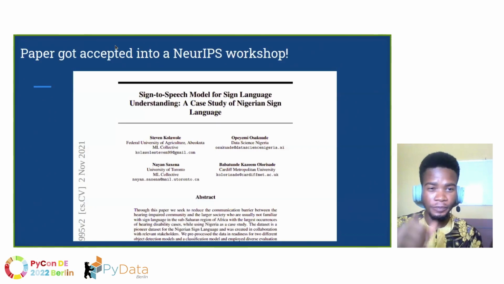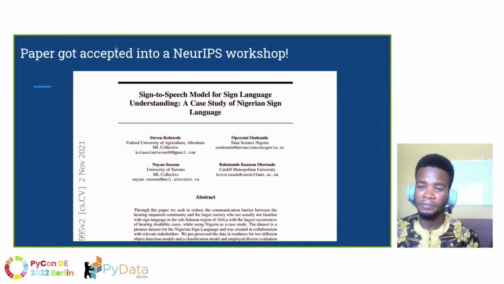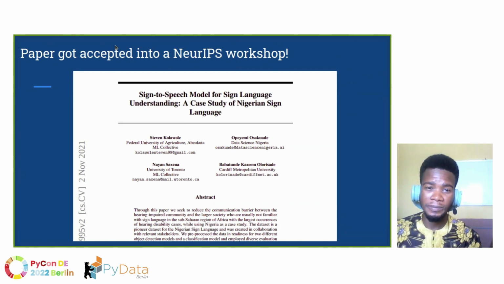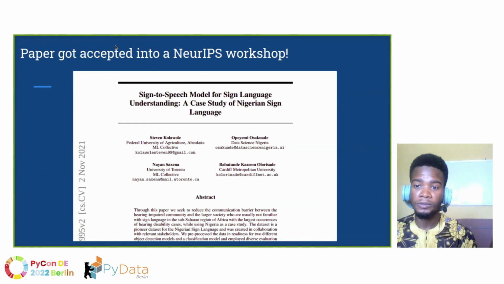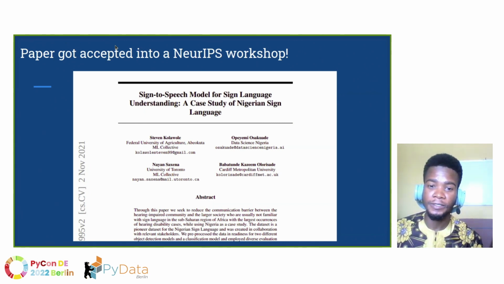Moving on, in the end, we got the paper accepted into a workshop at NeurIPS. NeurIPS is one of the more prestigious machine learning academic conferences in the world right now. We got the paper accepted as a workshop paper, and I think last week SciPy sent me a mail telling me that this paper was also accepted as a conference paper in the SciPy proceedings.